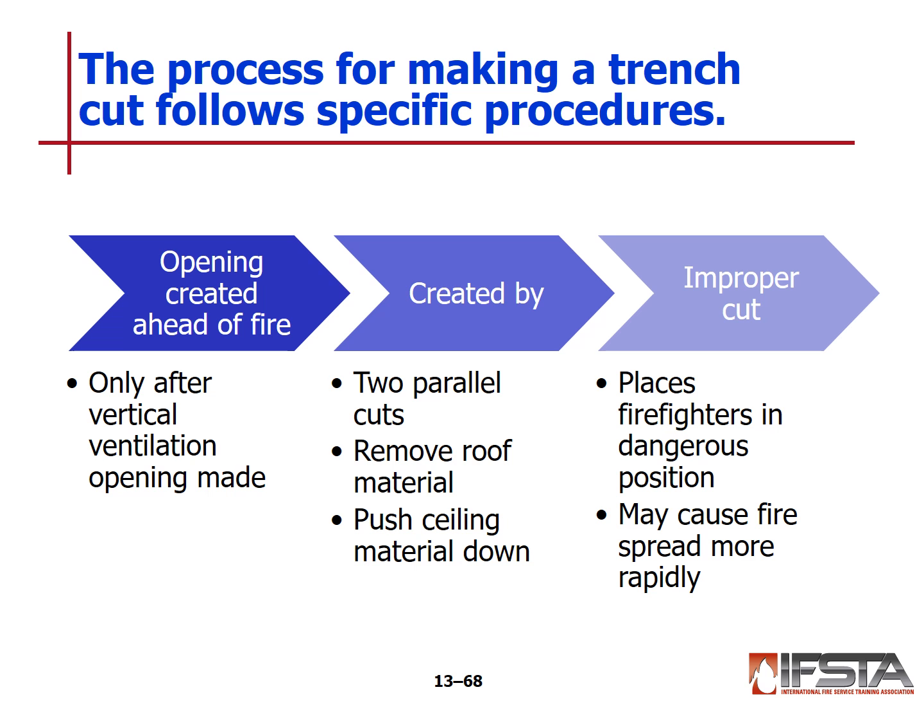The process: we're going to do it ahead of the fire, only after a vertical ventilation opening has been made. We're going to make those two long parallel cuts, remove the roofing material, and then push that ceiling down. If we do it improperly, because we're standing on the hole or standing on the windward side, it's going to put us as firefighters in a dangerous position, and it may cause the fire to spread more rapidly because we're going to give it some oxygen.